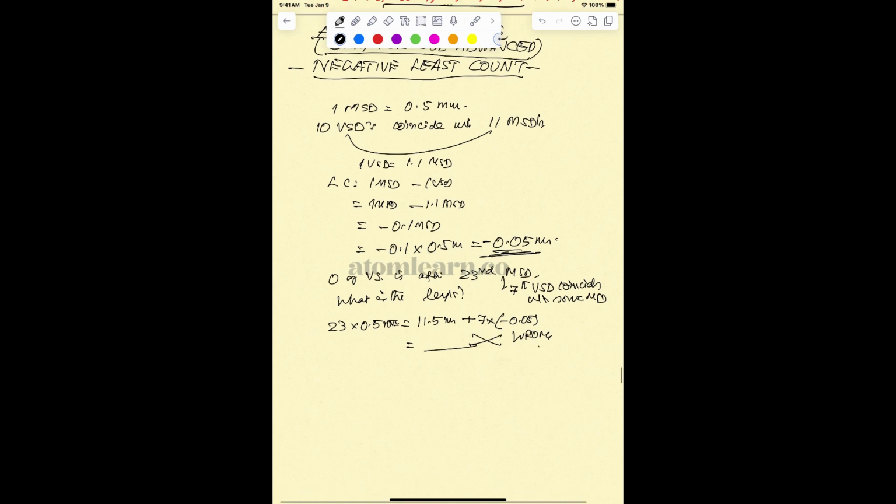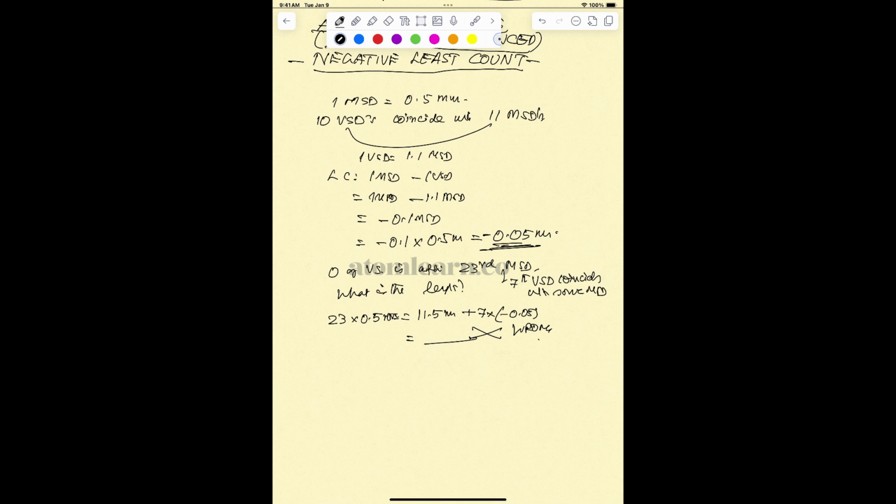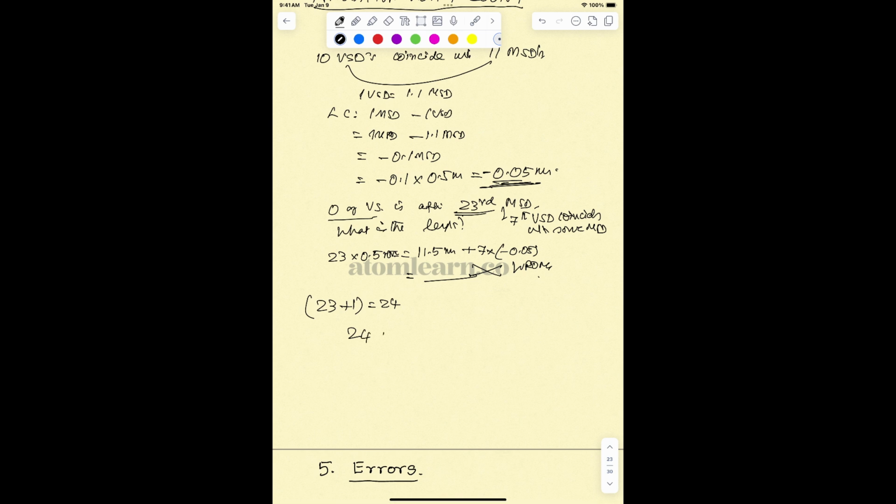Now I want you to do it like this. When they give the 23rd MSD, that is, the Vernier zero is after the 23rd MSD, I want you to add 23 plus one more MSD, which is equal to the 24th MSD, and then do the same kind of calculation. 24 into 0.5 equals 12 mm, plus 7 into minus 0.05, which is equal to 12 mm minus 0.35 mm, which is equal to 11.65 mm is the actual length. Okay, and therefore this is going to be the correct answer.